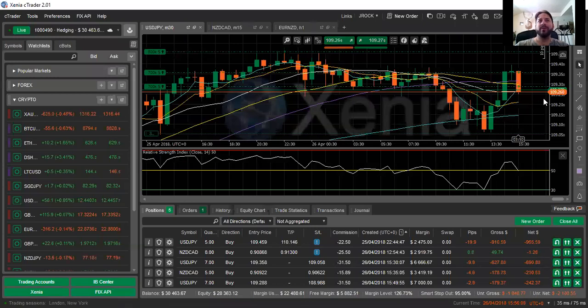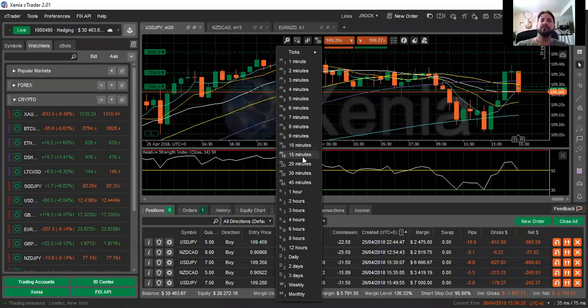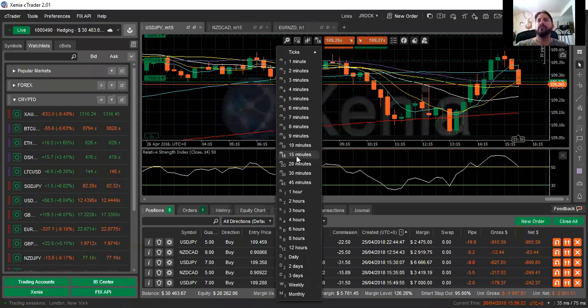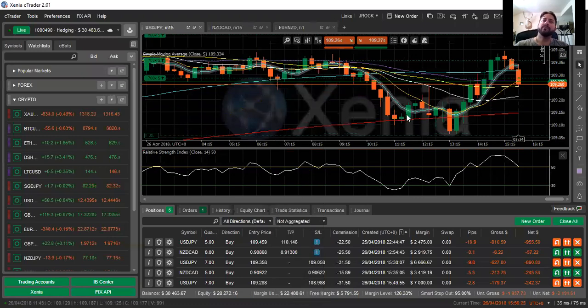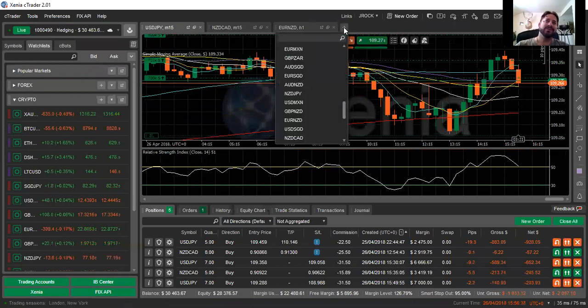So 109.25, still a stronger pullback than expected. Just waiting. Yep, UJ is still looking good. So it'll probably bounce here in a minute. Okay. Let's see what the next one was.